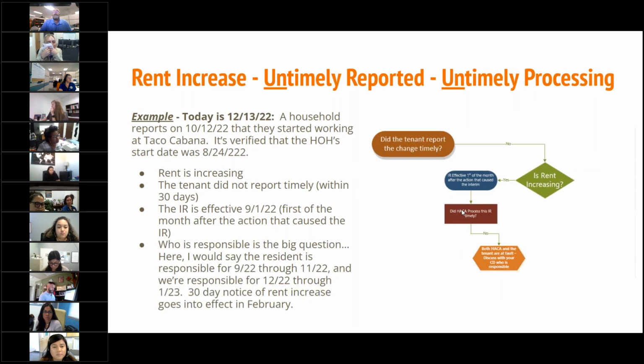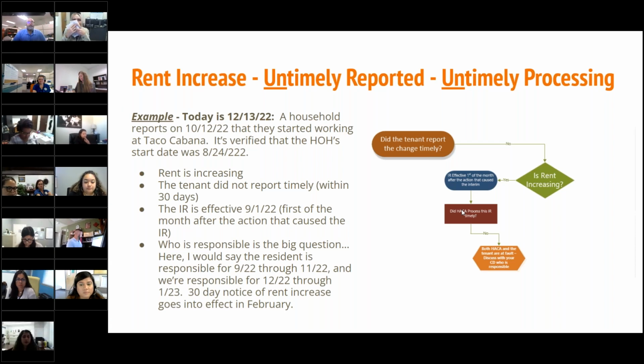All right, and then here's an example where everybody messed up. So today is December 13th. The household reported on 10/12 that they started working. It's verified that the head of household start date was August 24th. So it's been 2 months and we haven't done anything. The resident reported about a month and a half late.